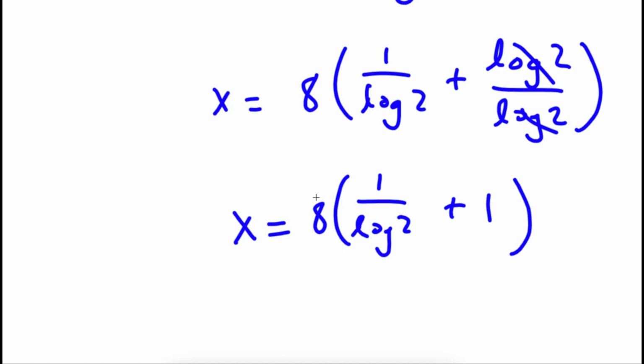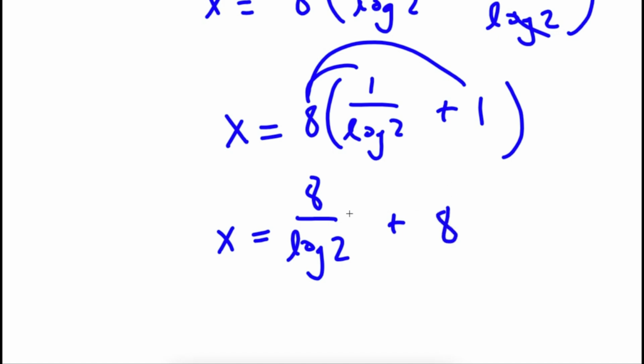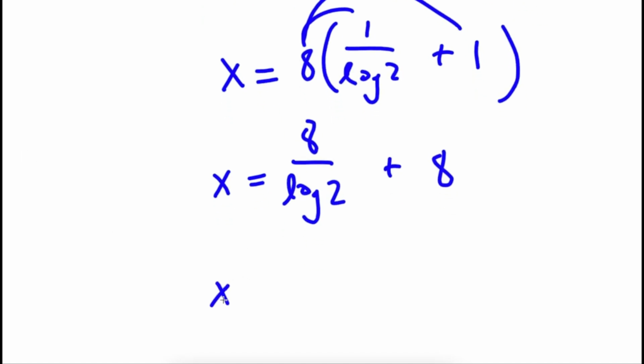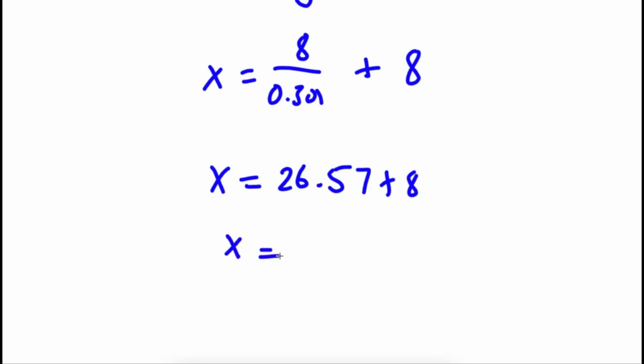Now, if I distribute the 8 to both terms, I get x is equal to 8 times 1 over log 2, which is 8 over log 2, plus 8 times 1, which is 8. Now, log 2 is approximately 0.301. So I have this plus 8, and now 8 over 0.301 is going to equal 26.57, plus 8. So my final answer is 34.57.